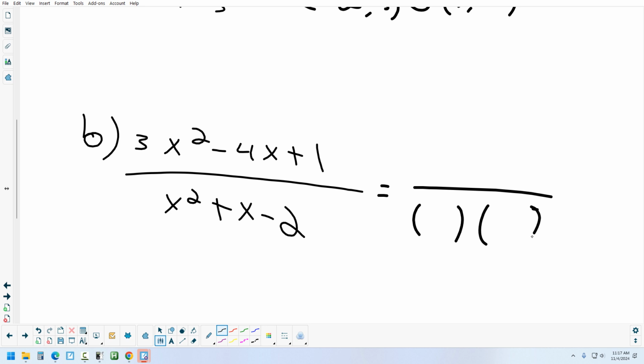For what we're doing, the numerator doesn't matter. Does it matter for other things? Oh yeah, but not for this, which is why I'm not even focused on it.